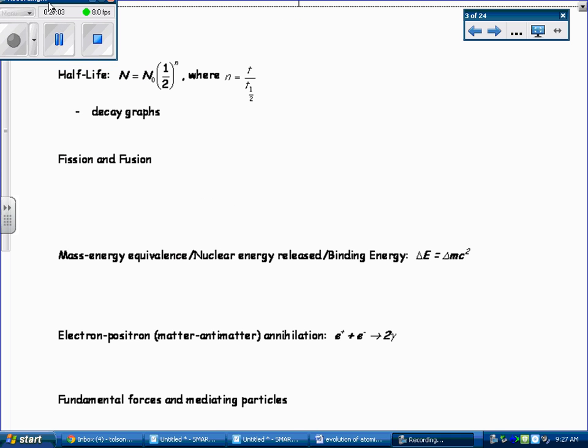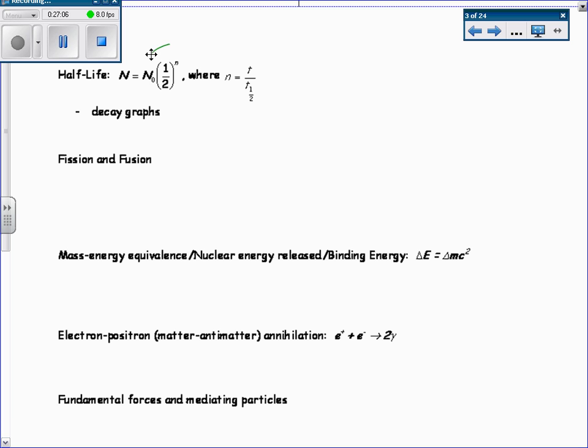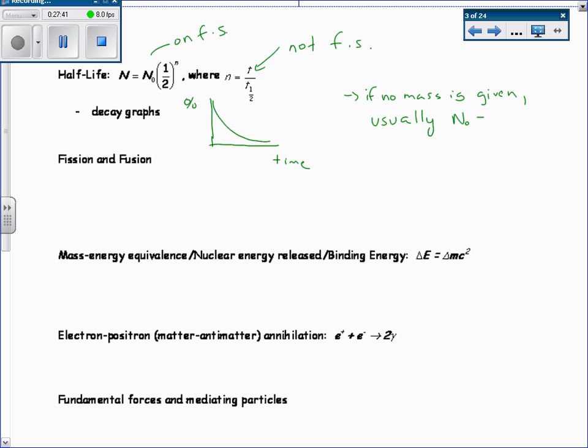Okay, half-life. The half-life formula, this is what's on your formula sheet. This is not on your formula sheet, so you need to know that that N is the time divided by the half-life. And you remember, you're not expected to know logs, but by all means, if you like using logs, use them. And then decay graphs, right, where this would be time, this might be percent, and it looks like that, it's exponential. And remember, if no mass is given, then you're usually, N0 is 100, right? For 100%, you're determining what percent is left at the end.